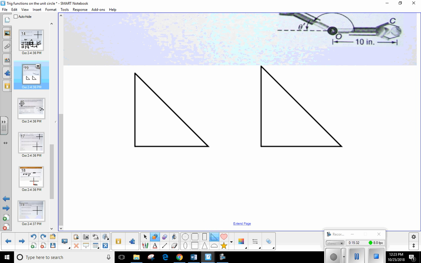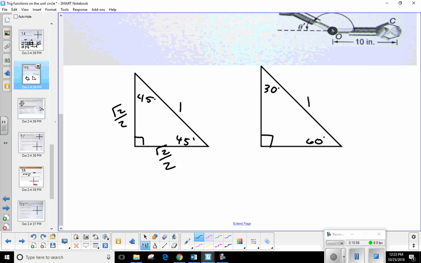Okay, so let's say I've got a couple of right triangles, and I know that I'm dealing with either a 45, 45, 90, or I'm dealing with a 30, 60, 90. Now, if we know for sure we're on the unit circle, if the radius is 1, we already know these lengths. We know this has to be square root of 2 over 2, square root of 2 over 2, because they're congruent. If it's on the unit circle and it's 30, 60, 90, what's always across from 30?